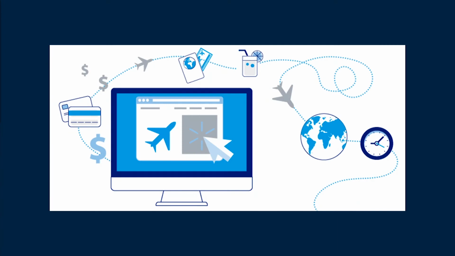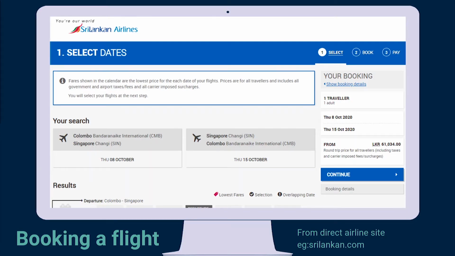For instance, let's say I want to book a flight from Colombo to Singapore. What are my options? One such option is that if I know directly which flight I'm going to board, I can directly log on to the website, for example, SriLankan.com or Emirates or Qatar, and then give the dates that I want to travel, book the seat, and I'm done.